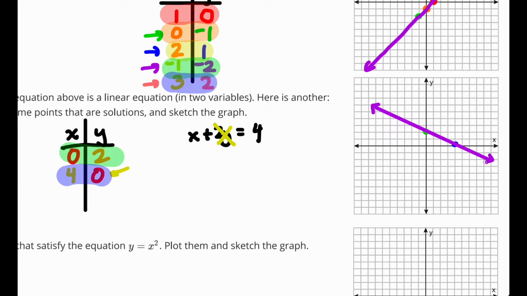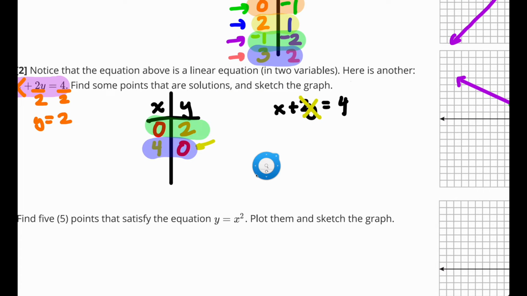I basically just use the digital ruler right there to make it a straight line, so it's kind of nicer to see. But anyway, that's that one. I found some points that are the solutions and then sketched the graph, and that's how we got them.